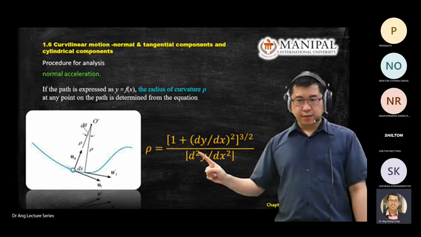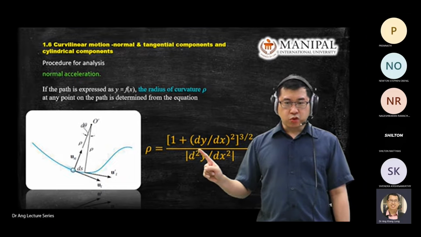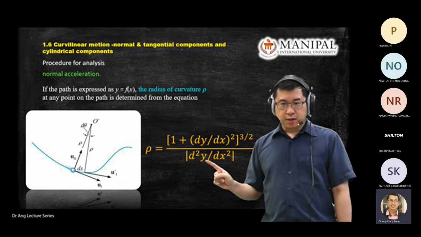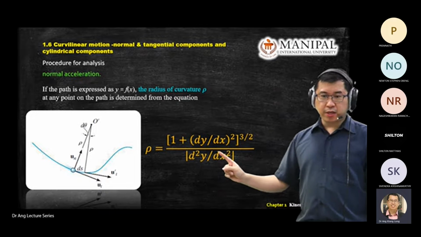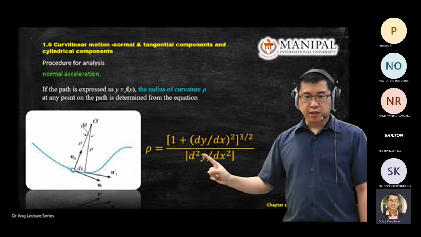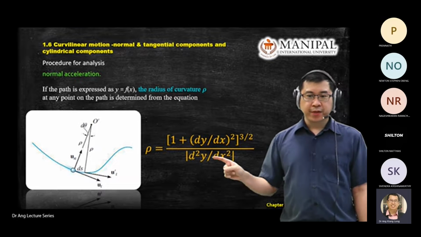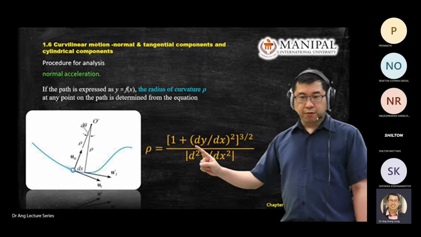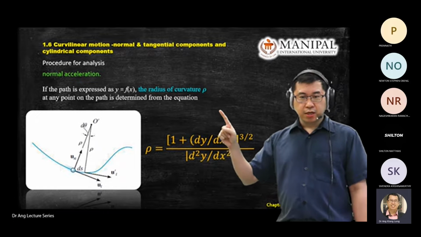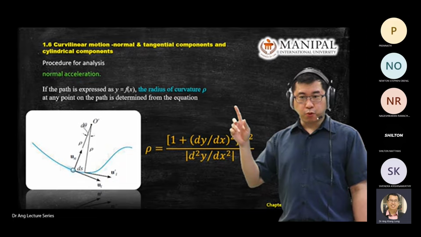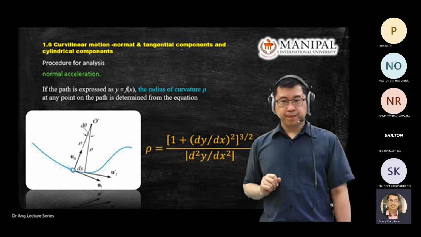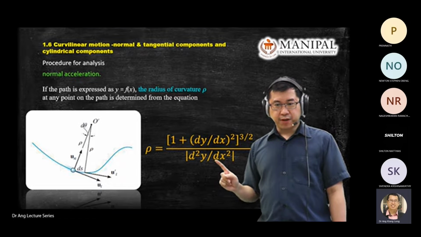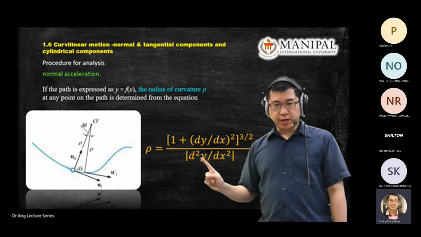Look at the denominator. The denominator is d squared y over dx squared. What does it mean? This is the second order differentiation, which means you differentiate your y equation two times. For example, with y equal to 2x just now, first order differentiation gives dy dx equals 2. When you get d squared y over dx squared, you get 0.